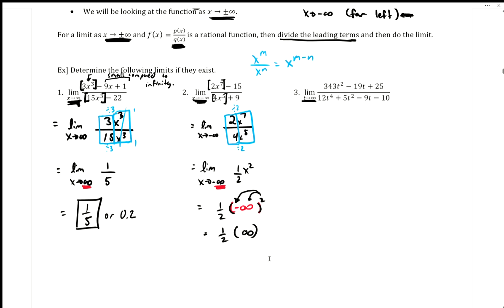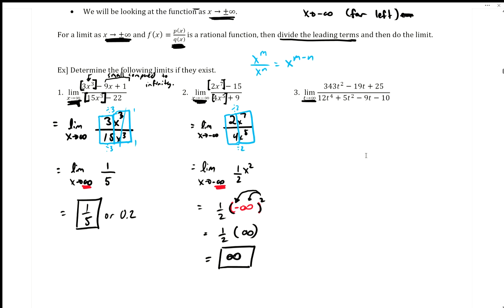And then similar with the 1/2 times infinity, and we say, well, it's a super large number getting times by 1/2. A super large number times 1/2, we would still say is just a super large number. So still infinity. So that is our answer. So we can have infinity as an answer, or negative infinity as an answer. So it just depends on the situation.